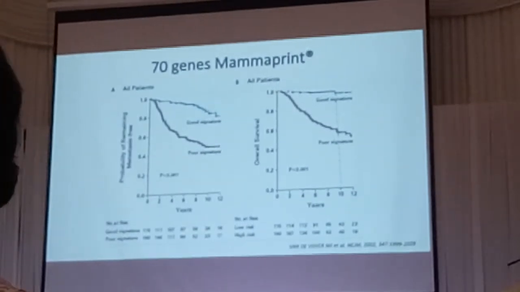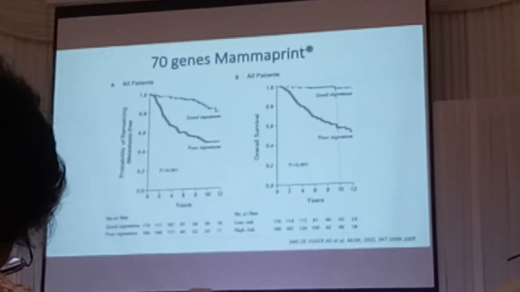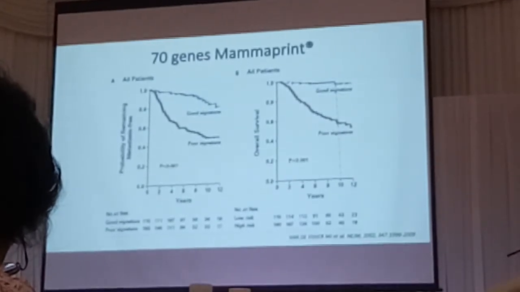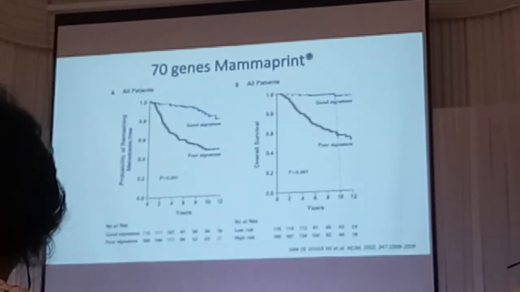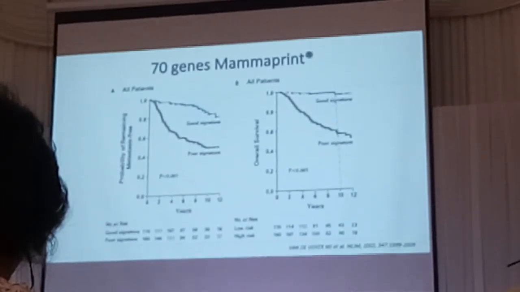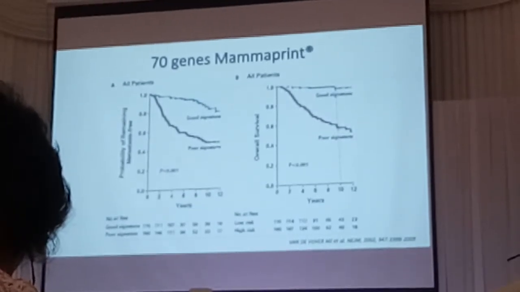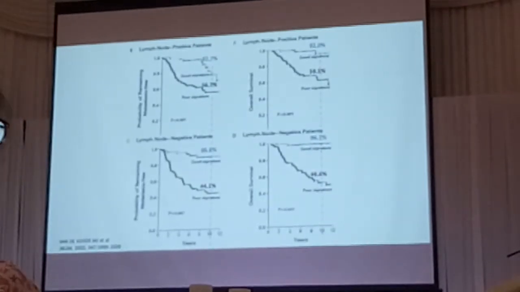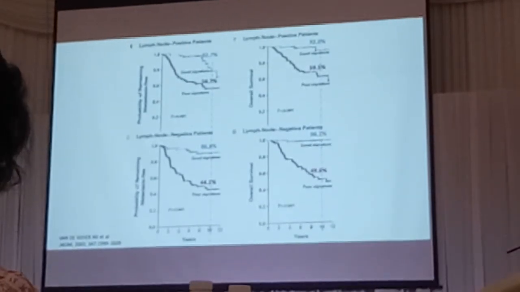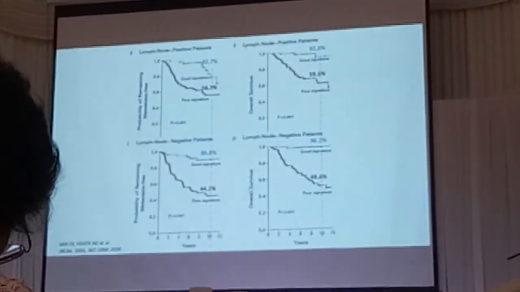These are some studies that evaluated gene expression regarding the prognosis and the incidence of local, regional, and distant metastasis. This was the first study from Amsterdam studying the 70-gene MammaPrint over more than 1,000 patients. They were followed up for more than 10 years, and you can see that regarding the probability of remaining free of metastasis, the good signature at 10 years was much better, with a significant difference from those with a poor signature.